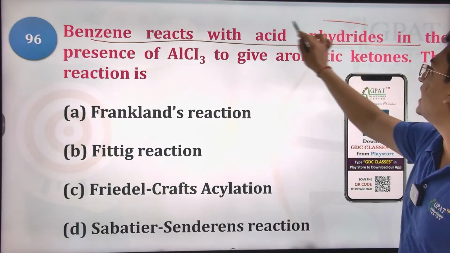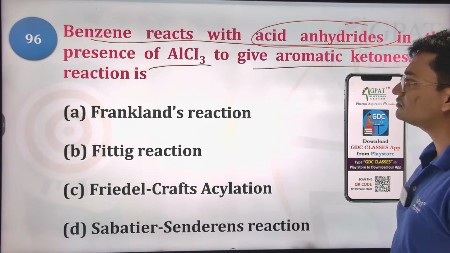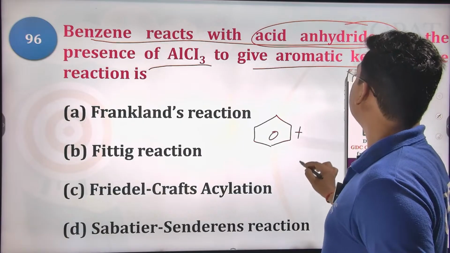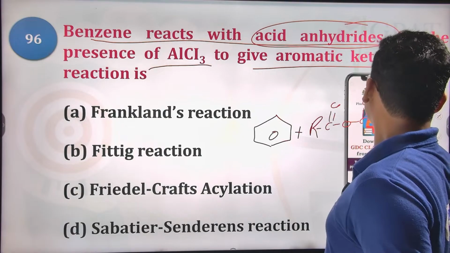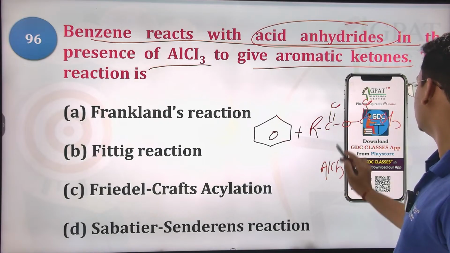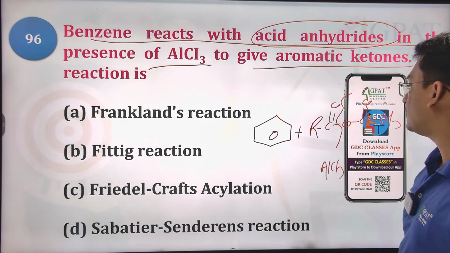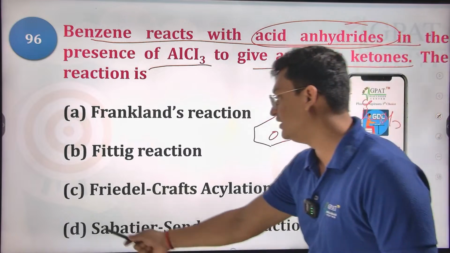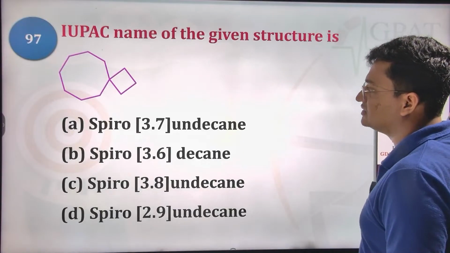Benzene reacts with acid anhydride in the presence of AlCl3 to give aromatic ketones. Here we have benzene reacting with acid anhydride, RC=O, in the presence of AlCl3, which breaks, and we see a carbocation intermediate. This carbocation attacks the benzene ring to give aromatic ketone compounds. This reaction is Friedel-Crafts acylation. C is the right answer.